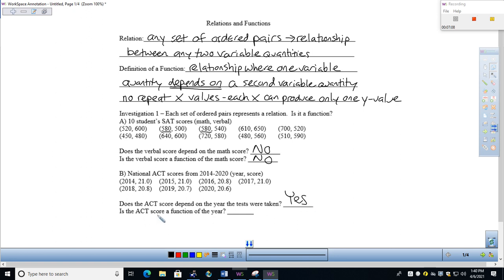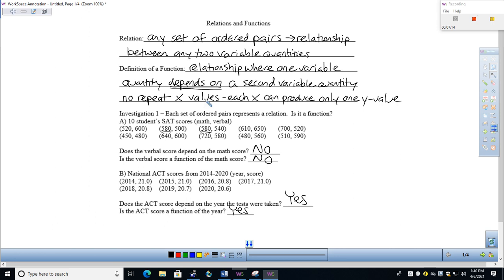Is the ACT score a function of the year? Most certainly is. I'm hoping you see conceptually what it means for one to depend on the other, but also mathematically, notice each x only makes one y. In 2014, there's only one score that is produced. In 2015, there's only one score that's produced, et cetera. Each x can produce only one y. So you cannot repeat the x's.